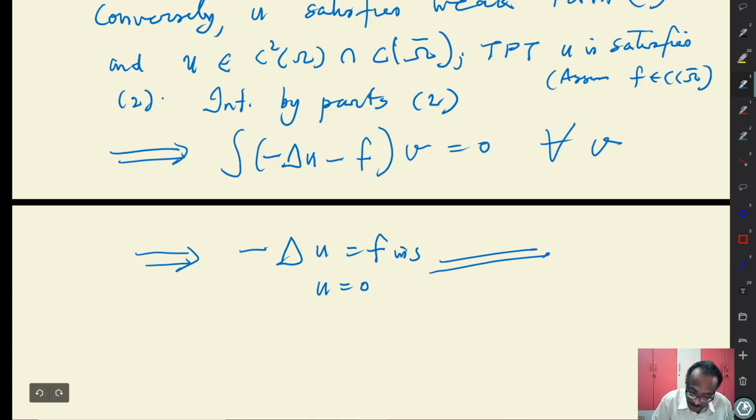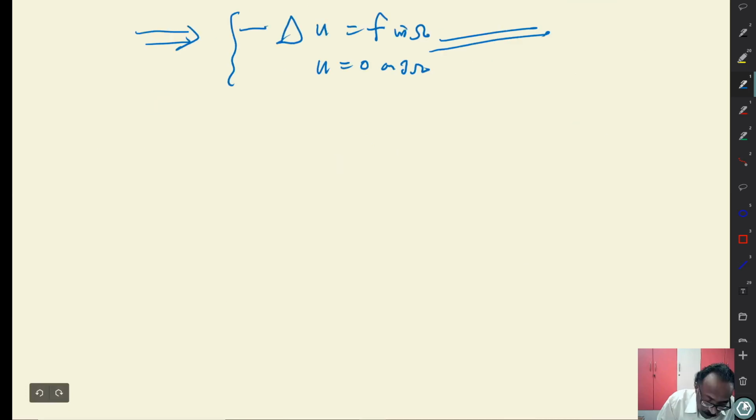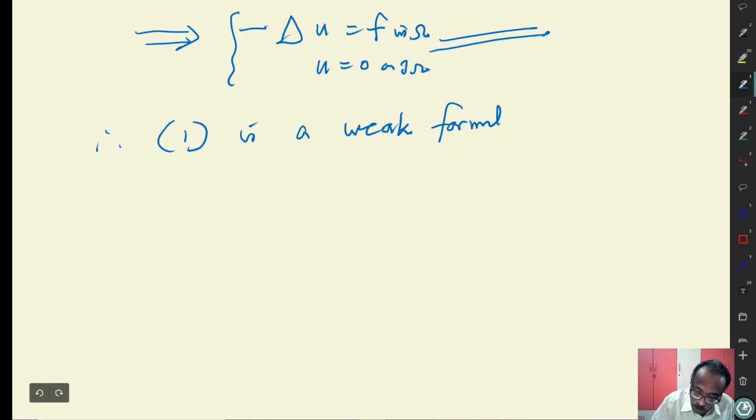This is in omega, this is on d omega. So that means it's a corrective. So 1 is a, therefore 1 is a weak formulation of 2. This is what you want to prove. Any weak formulation you give, if u is classical, it should satisfy the weak form, and the weak form together with the regularity should satisfy the weak formulation of 2.